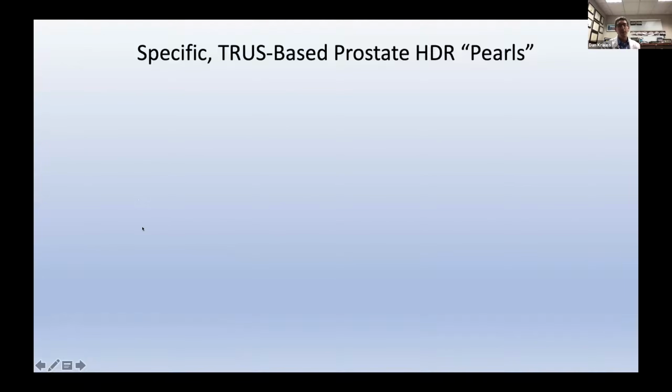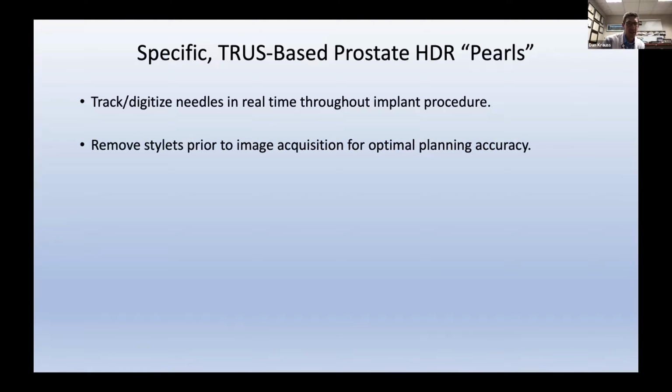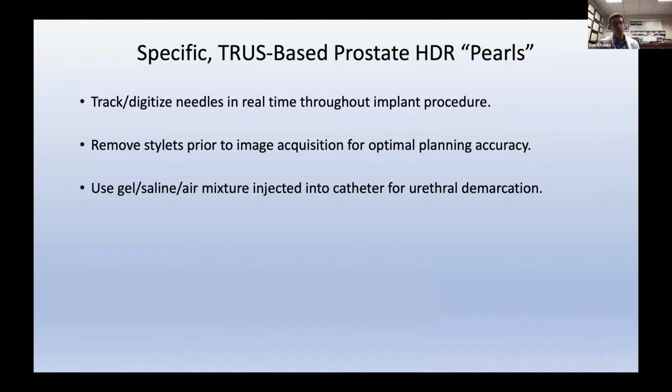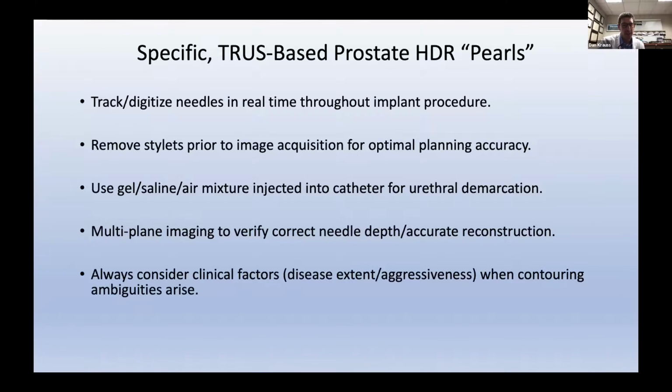So a couple of pearls specific to ultrasound-based planning here. I would highly recommend tracking and digitizing the needles in real time as you're putting them in. That can speed up the process later on. As we said, remove the stylets prior to image acquisition for optimal planning accuracy. Use that gel, saline, and air mixture injected into the catheter before you acquire your images so you can accurately delineate the urethra. Use multiplane imaging to verify the correct needle depth and reconstruct them accurately.